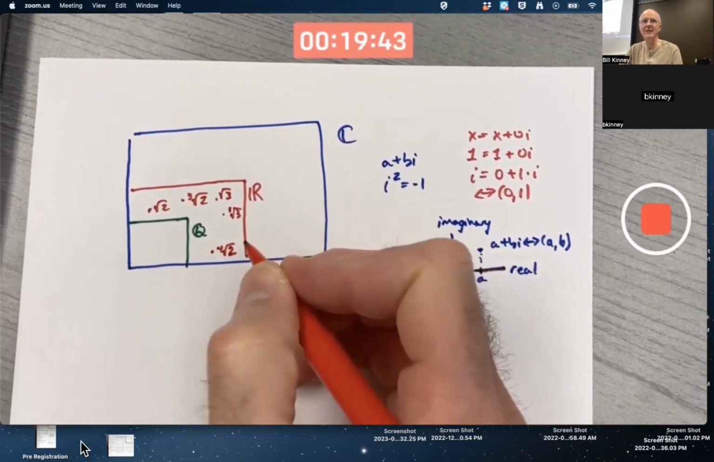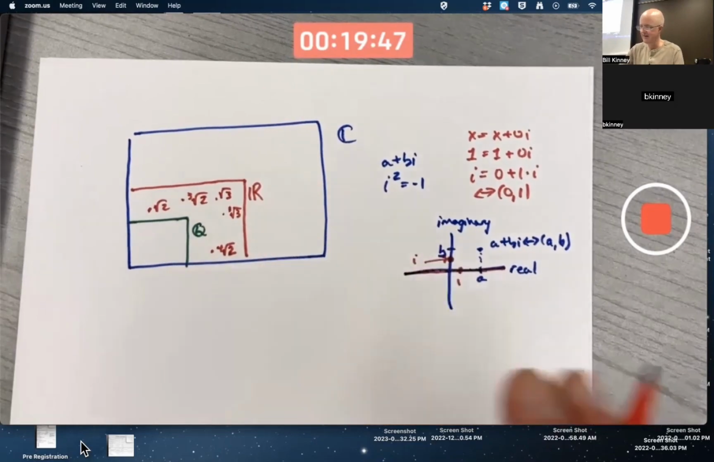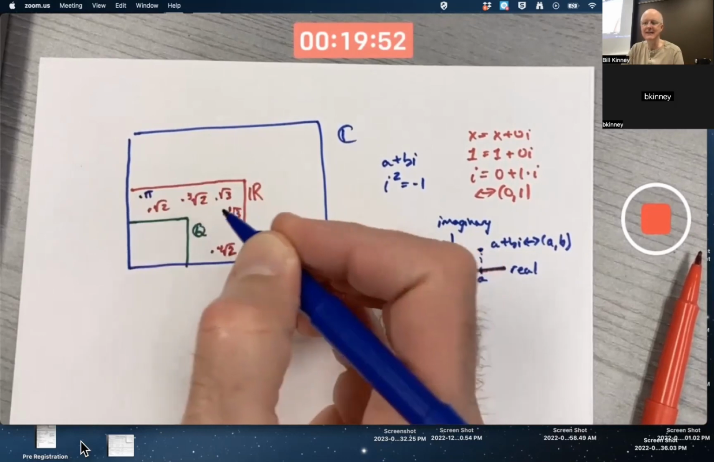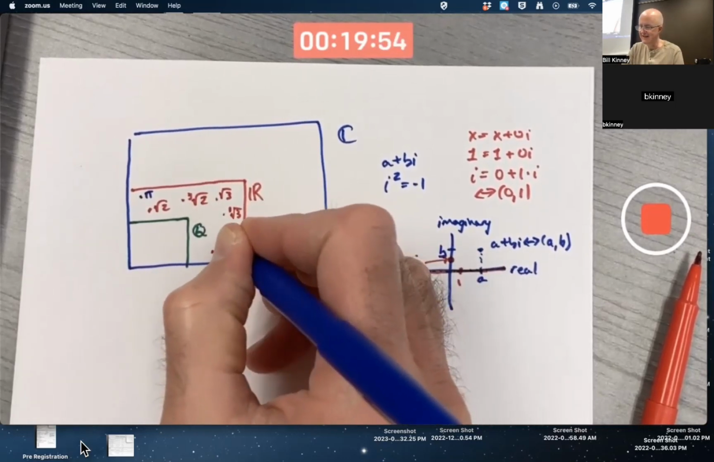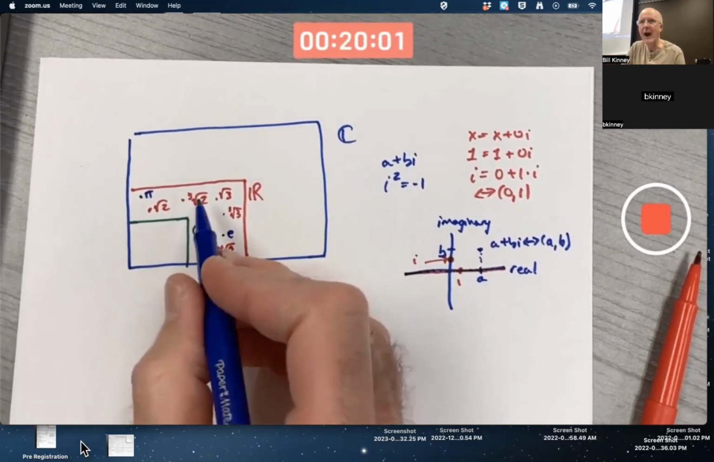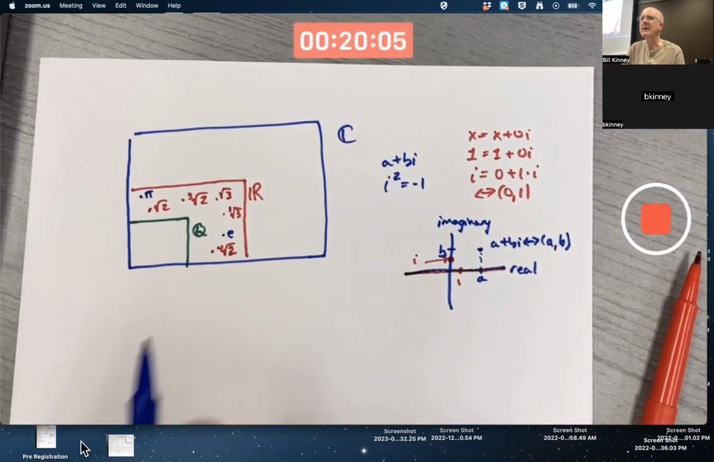You also have square root of 3, cube root of 3. Of course, you also have things like pi and e in here somewhere. Pi, e, pi squared, e squared, infinitely many of them. And they're all irrational. Some of them are what's called algebraic, and some of them are what's called transcendental, and that's one of the main themes for today. Algebraic versus transcendental.